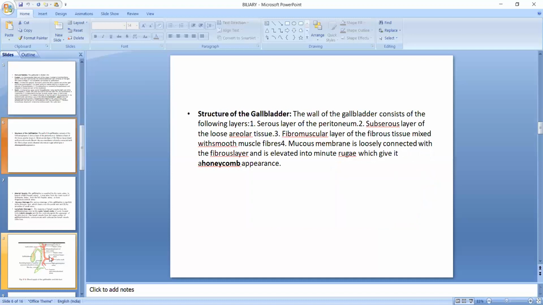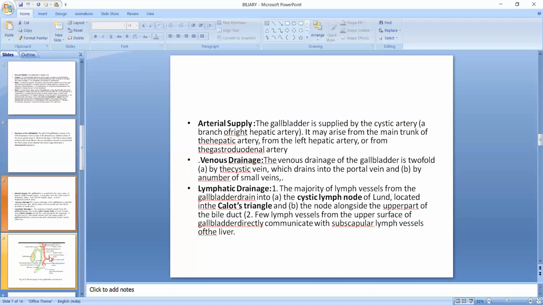Structure of the gallbladder: the gallbladder consists of the following layers: the serous layer of the peritoneum, the subserous layer of loose areolar tissue, the fibromuscular layer of fibrous tissue mixed with smooth muscle fibers, and the mucous membrane, which is loosely connected with the fibrous layer and is elevated into minute rugae, giving it a honeycomb appearance.